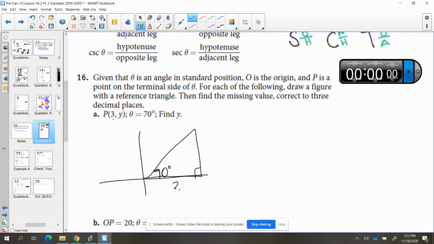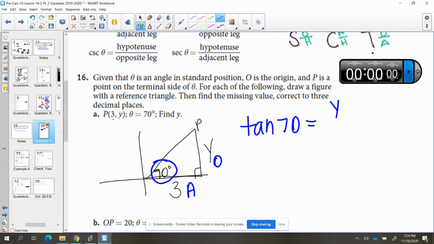And then again, we move to the right 3, and our y is what we are looking for. So drawing the picture is going to be really helpful for us this time. Now, going back to our SOHCAHTOA, we are given theta, and we are looking for the opposite side, and we have the adjacent side. So this is going to be an example of using tangent. So tangent of our angle measure equals opposite over adjacent. And then in order to solve, we have to multiply both sides by the 3.